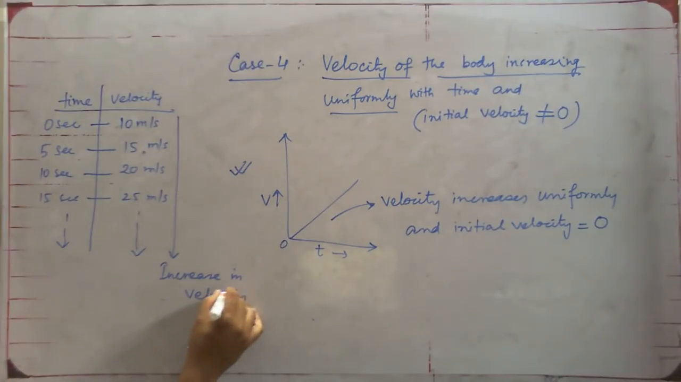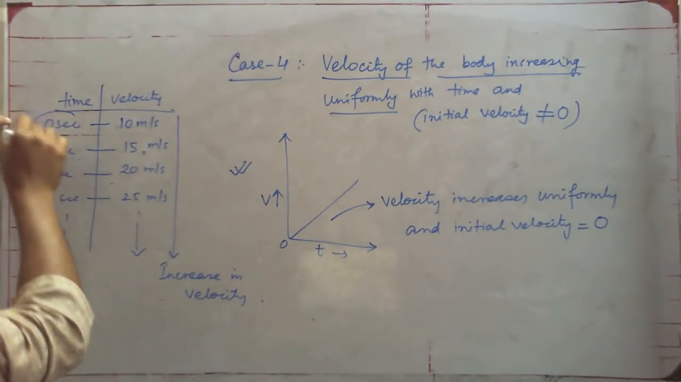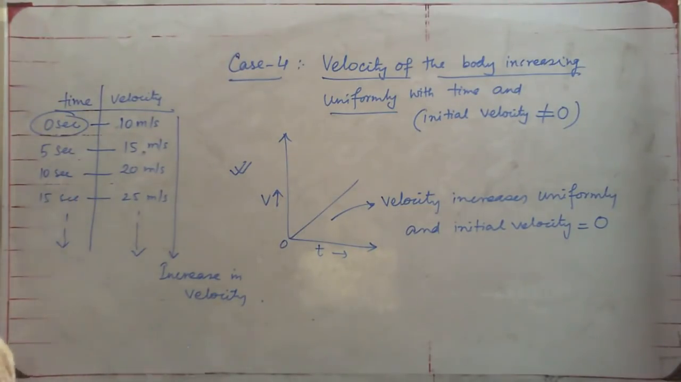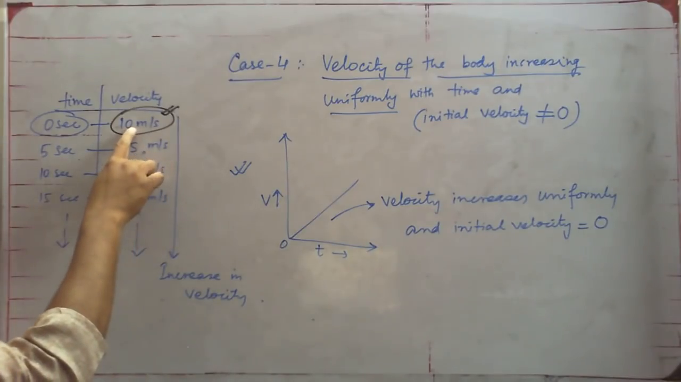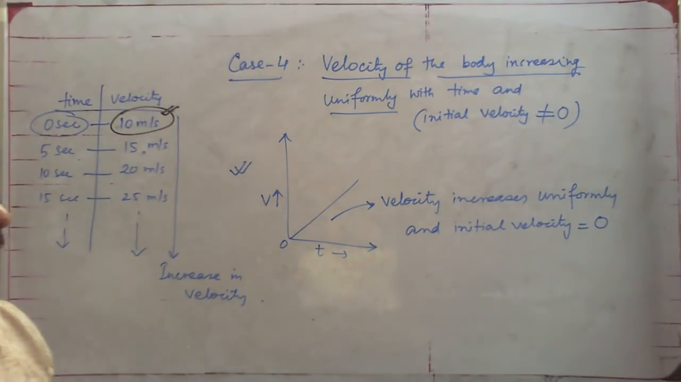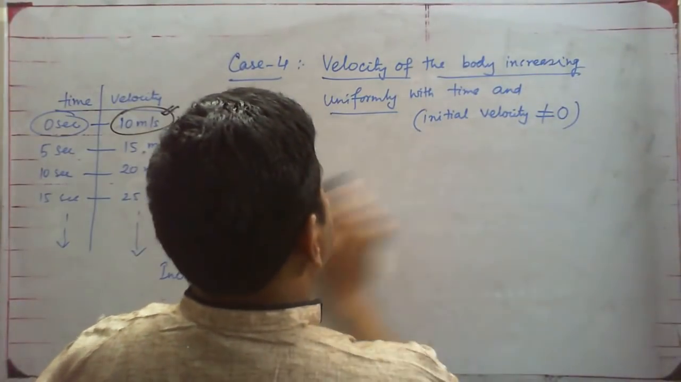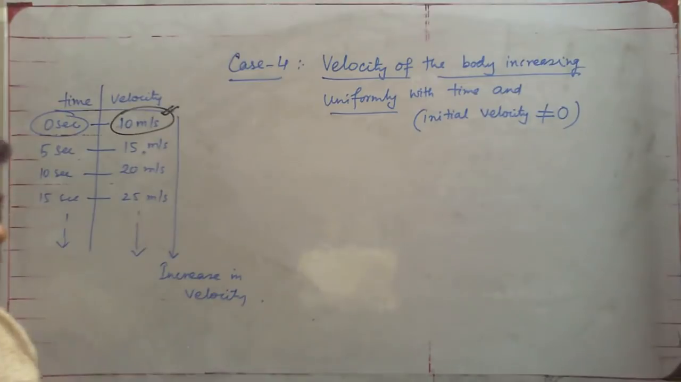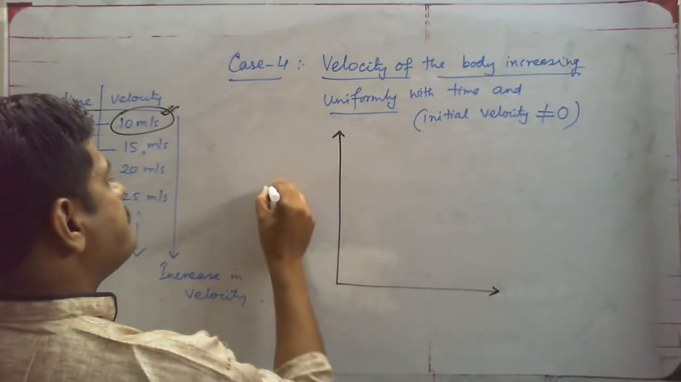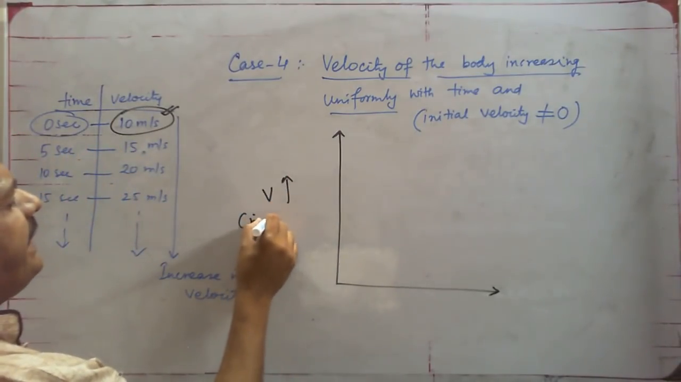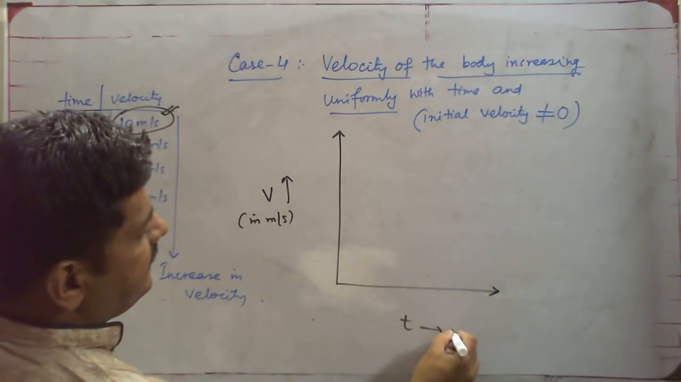This is the increase in velocity, but the condition is when you have started taking the observation at 0 second, the body was already having a velocity of 10 meter per second. So instead of starting from 0, I need to start the graph from 10 meter per second. So let us see how the graph looks like. So let us take the values. Velocity in meter per second, time in seconds.